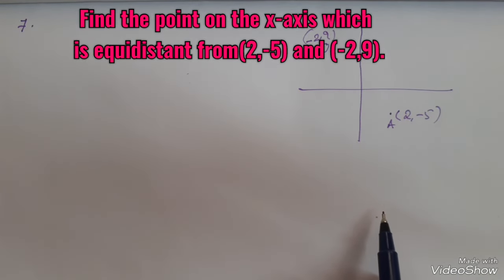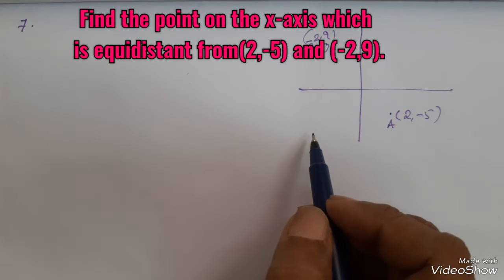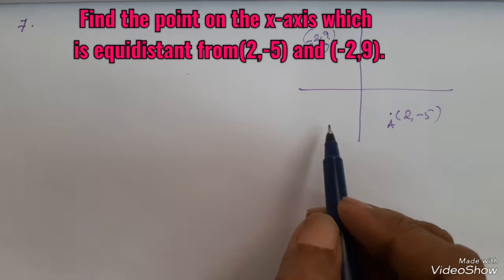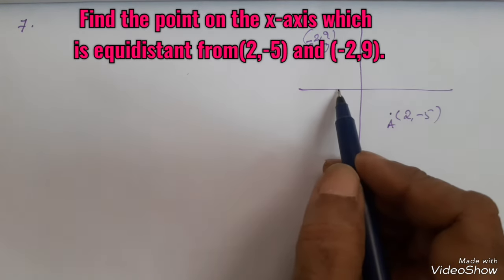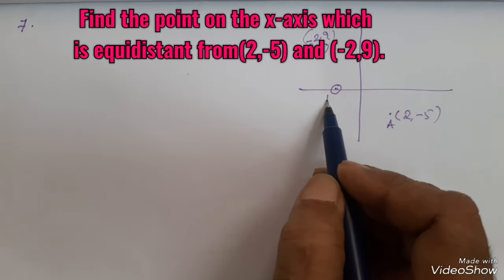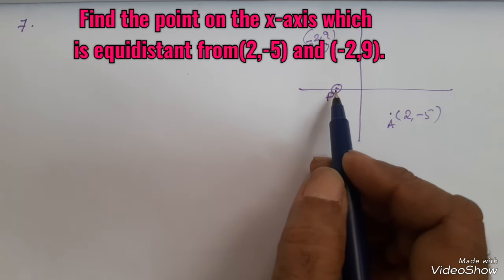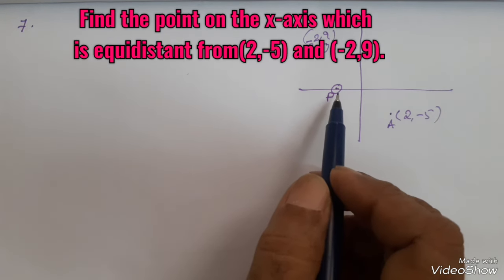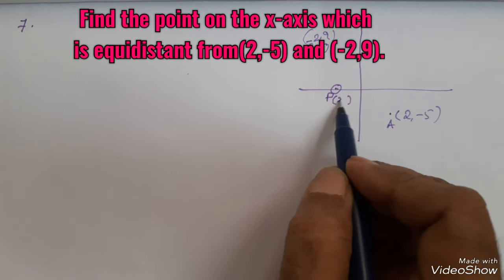Now this is point B, suppose. You find a point on the x-axis which is equidistant from these 2 points. Anywhere on the x-axis you can take. Suppose the required point is here, and you call it P. So the point P is equidistant from A and B. We want to find the coordinates of P.